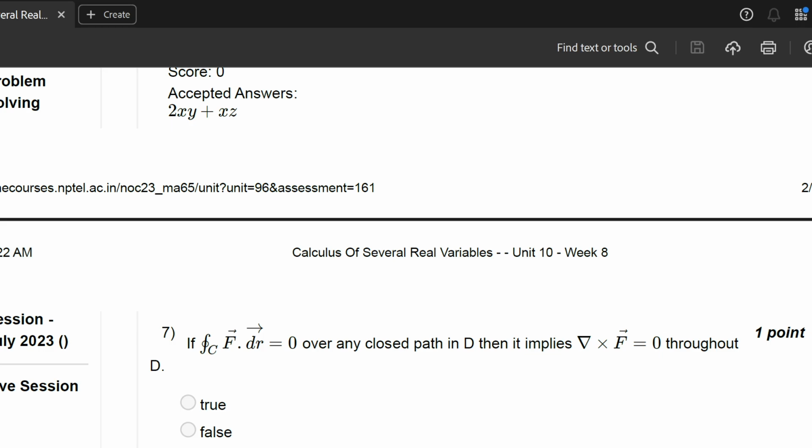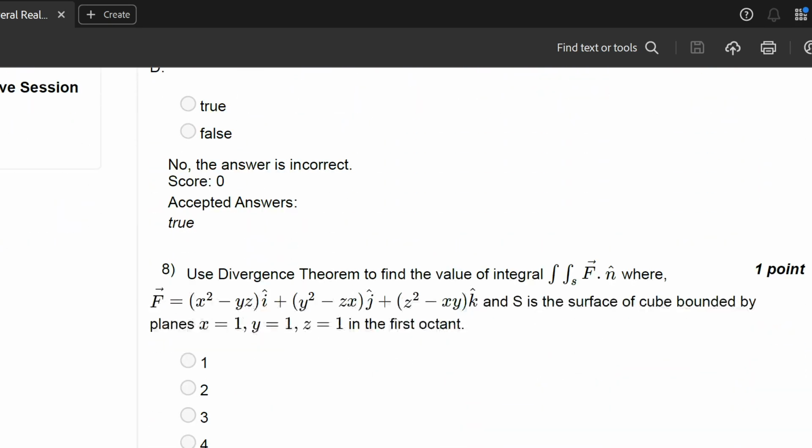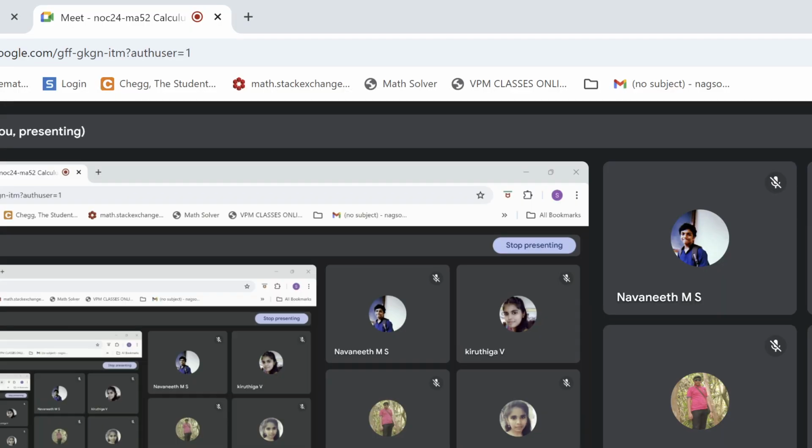Question number 8. That is okay. So it is saying to use the divergence theorem. So do you know first of all what the divergence theorem is? The first line is use divergence theorem. But what is the divergence theorem? Tell me. Somebody left suddenly. Okay. What is the divergence theorem?